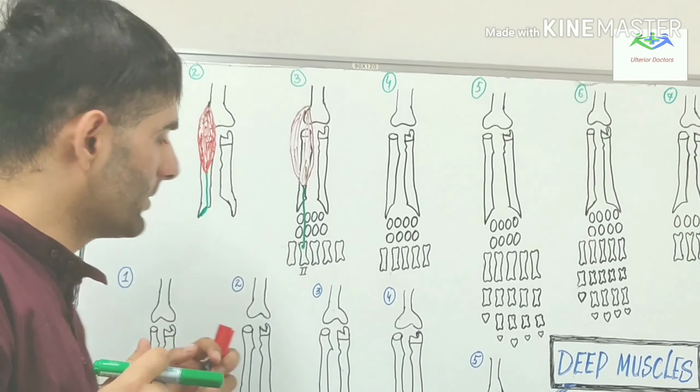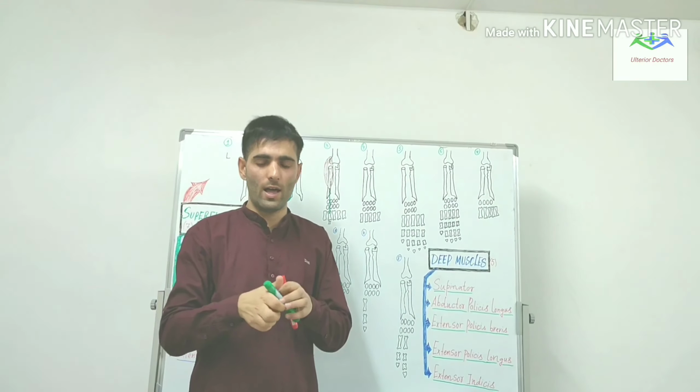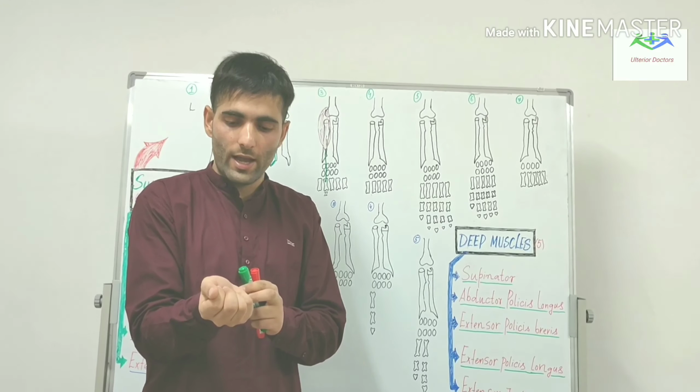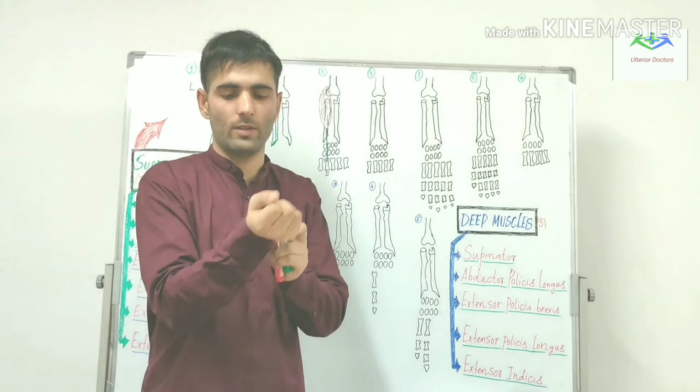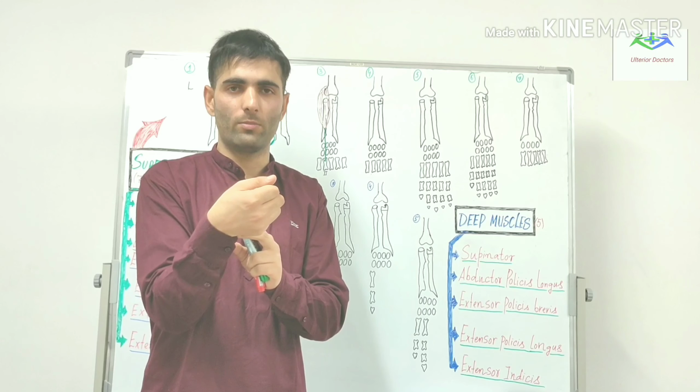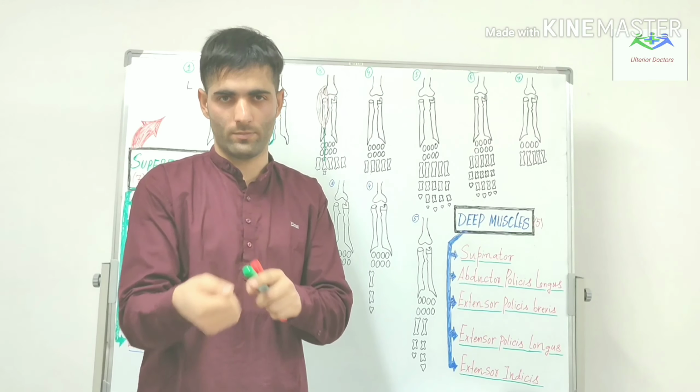And let's talk about the action. This muscle helps in the extension of the hand at wrist joint, like this, is the extension, and the abduction of the hand at wrist joint.